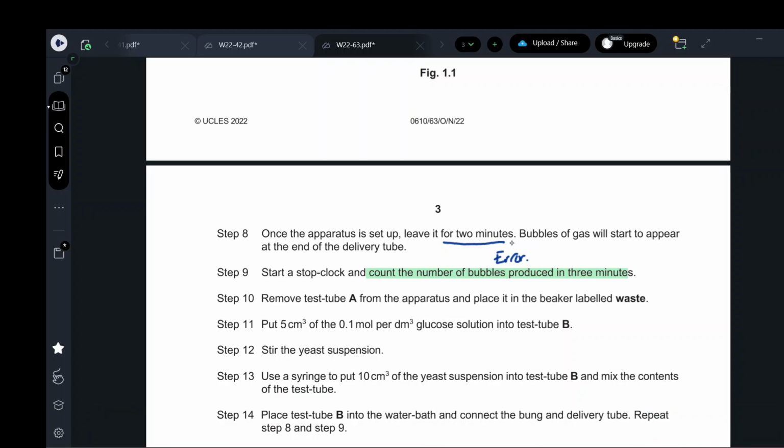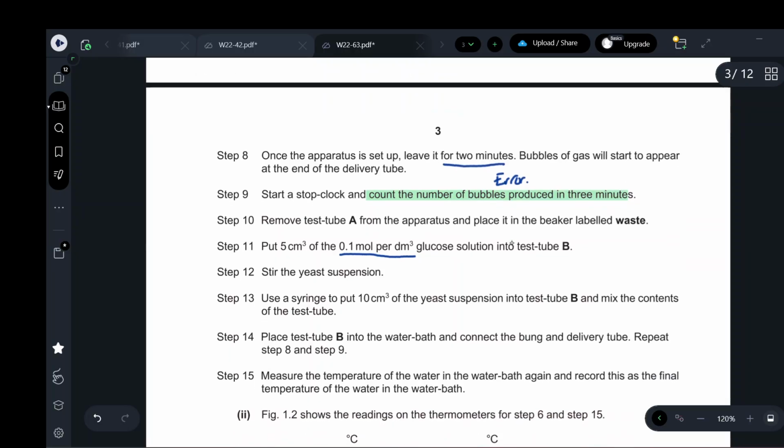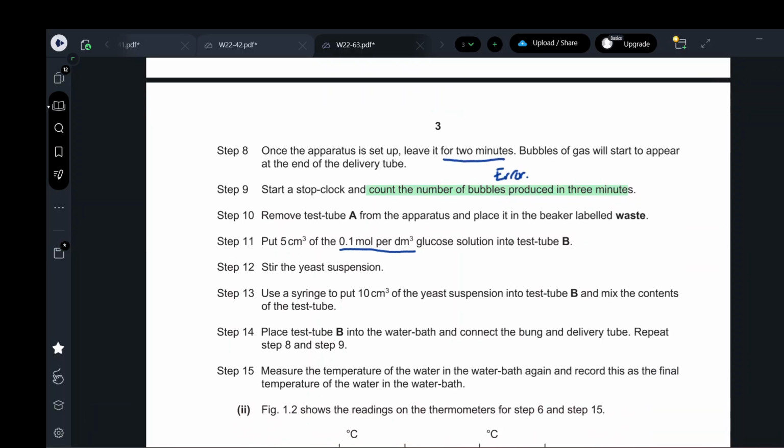Remove test tube A. After I finished, I will remove A, place it in the beaker called waste, and then I will put 5 cubic centimeter from 0.1 mole. But this is my concentration. I didn't add water. I just added this glucose solution. Stir the yeast suspension. Put 10 cubic centimeter of yeast. But this is a constant variable.